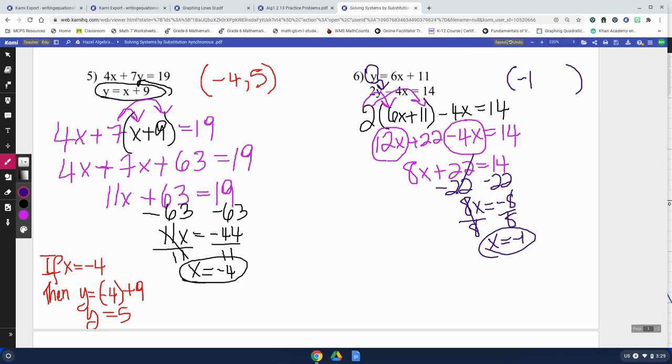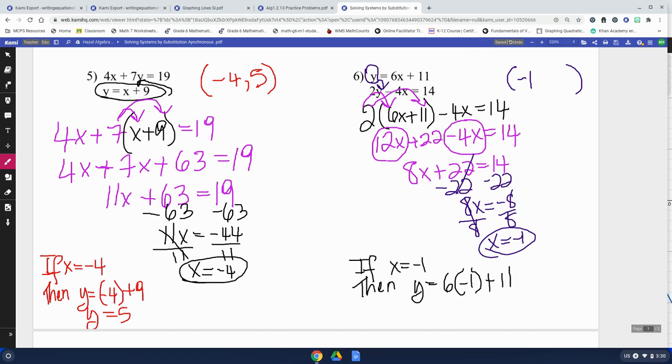So now, we could go ahead, because we know that if x is negative 1, all right, then y is going to be equal to 6 times negative 1 plus 11. 6 times negative 1 is negative 6. Negative 6 plus 11 is 5.